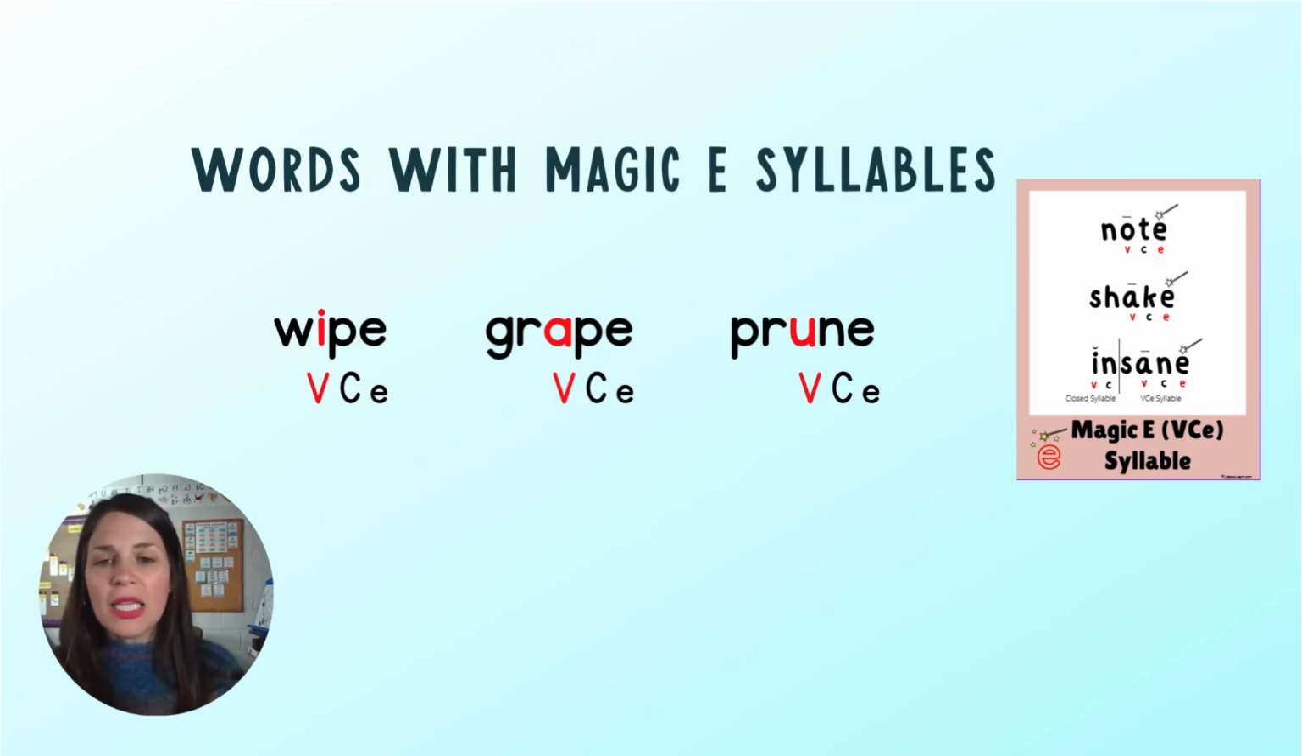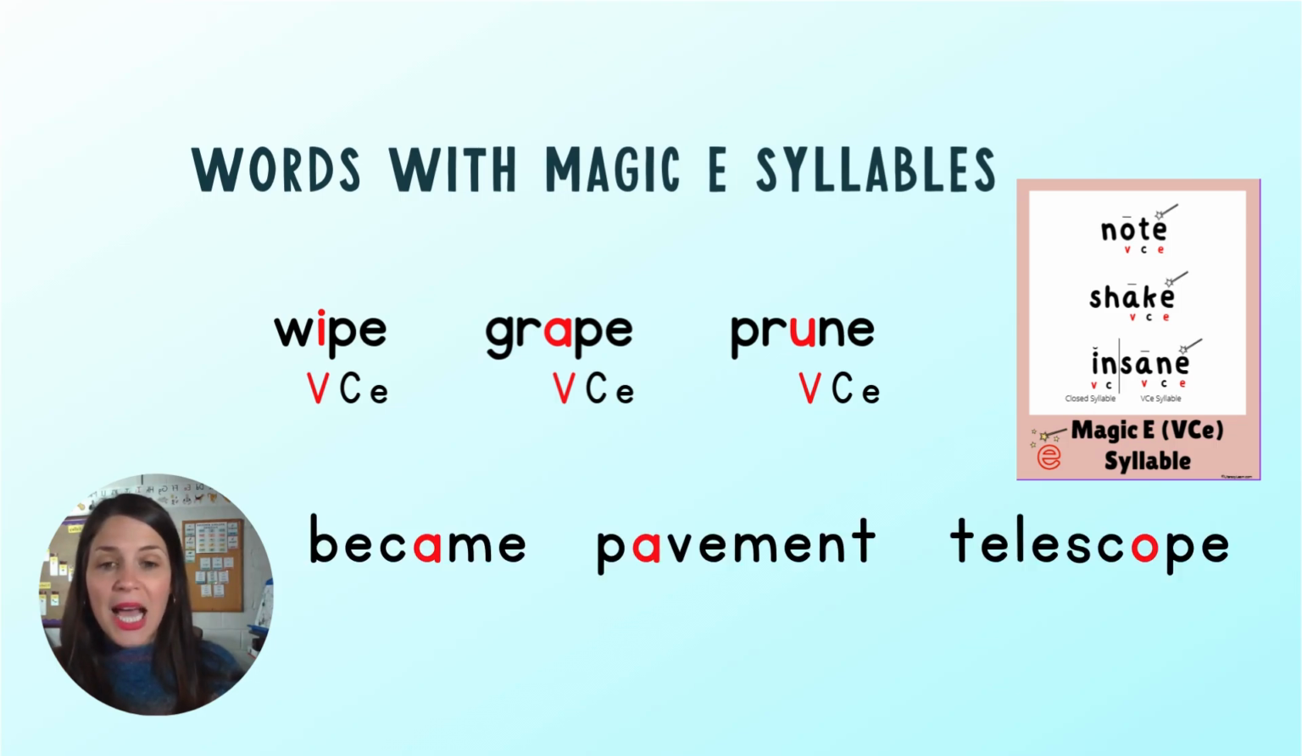Now let's take a look at some multisyllabic words. We have the words became, pavement, and telescope. Let's look at became first. You have to break it apart. We have an open syllable first, be. Now we have came, and we see that in this syllable, we have that vowel, consonant, E pattern. As a result, we know how to accurately read the vowel sound in that syllable because the vowel is going to say its name.